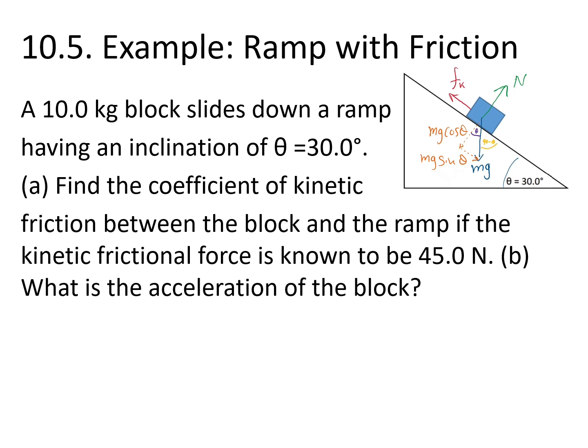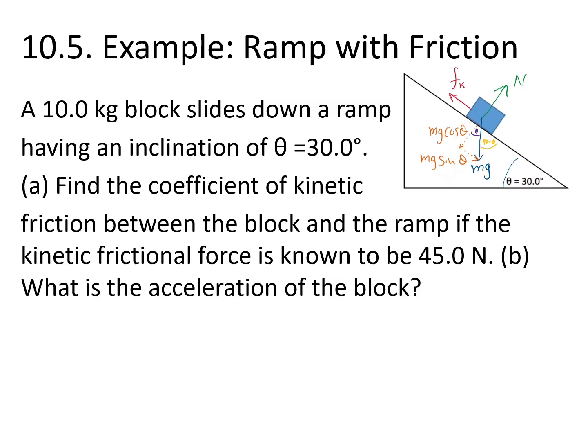Consider a 10 kg block sliding down a ramp. The ramp is inclined at an angle of 30 degrees. In part A, we are asked to find the coefficient of kinetic friction between the block and the ramp if the kinetic frictional force is 45 newtons. In part B, we are asked to find the acceleration of the block.